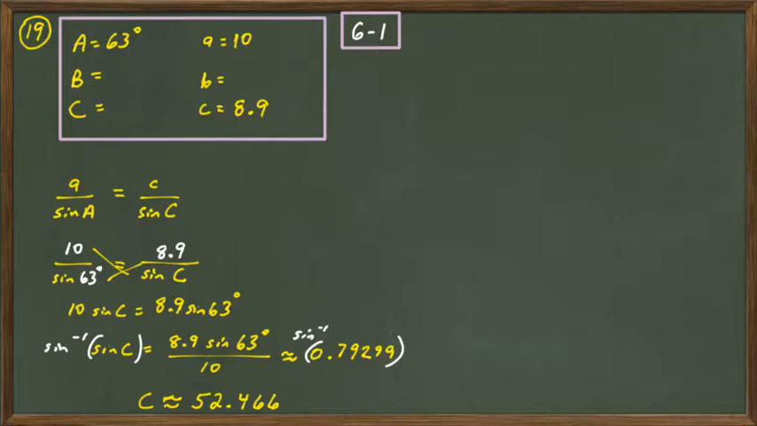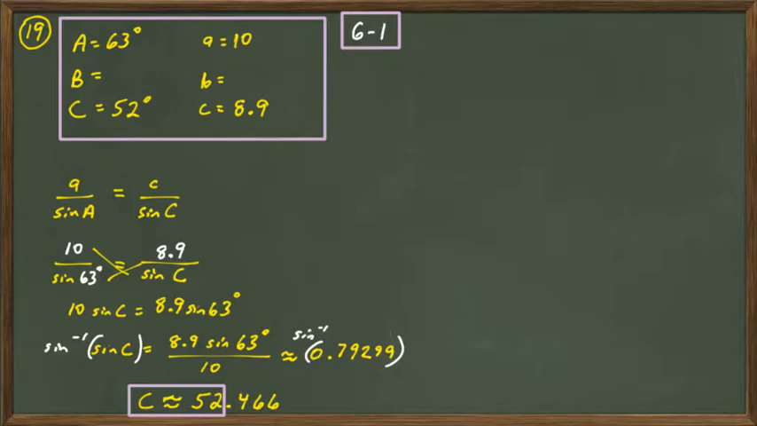52.466. The degrees are supposed to be to the nearest degree. Angles are to the nearest degree. Sides are to the nearest tenth. So am I going to call this 52 or 53 degrees? C is going to be 52 degrees.